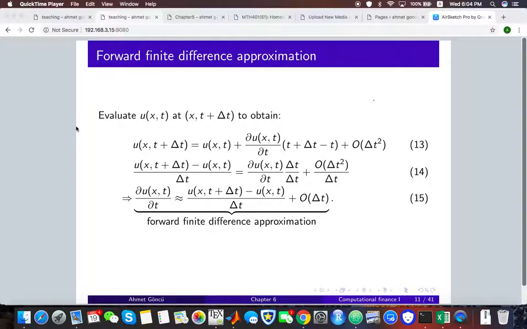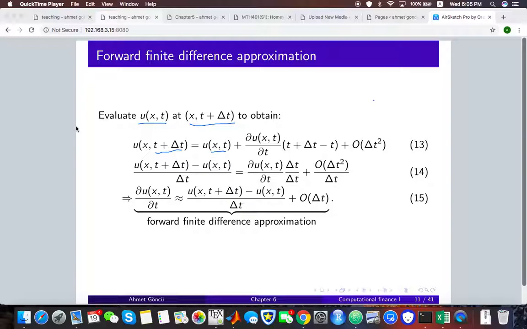Okay, now we will talk about the forward finite difference approximation. Remember we can use the Taylor expansion in order to represent our function u(x,t) at the point x and t plus delta t. So I can expand the function u in terms of the variable t, and I'm going to evaluate this at the point x and t.